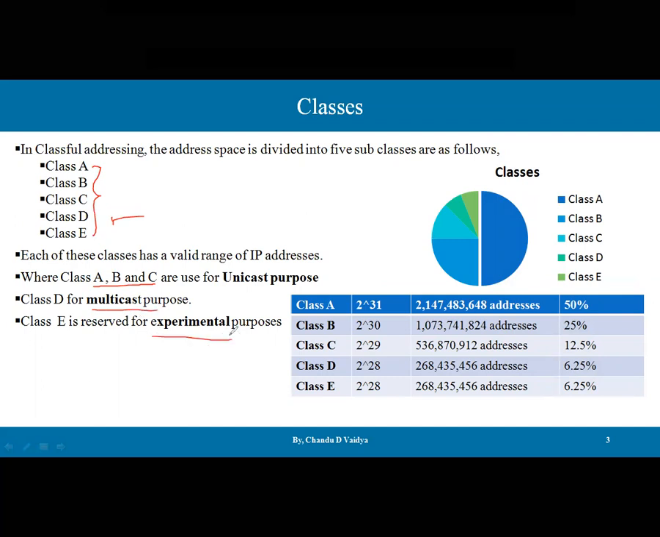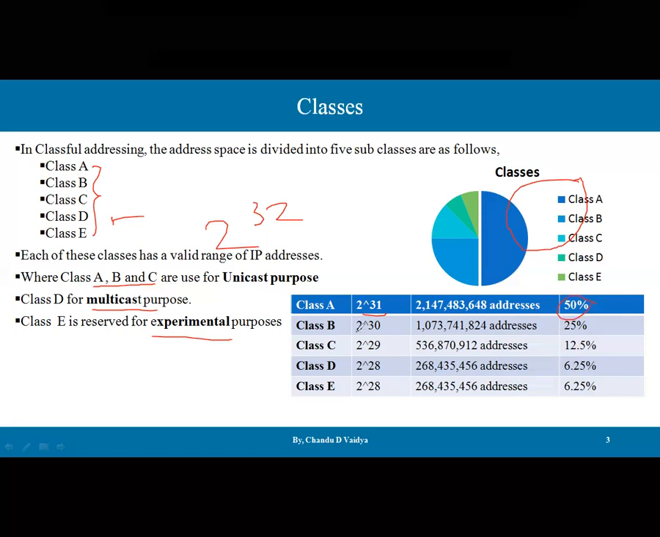So the 2 to the power 32 address space is also divided among the classes. In this diagram, we can see the percentages shown for class A, B, C, D, and E, indicating how many addresses belong to each class. In the table, class A has 2 to the power 31, so more than 2 billion addresses are available with class A, which is a 50% share of the total.